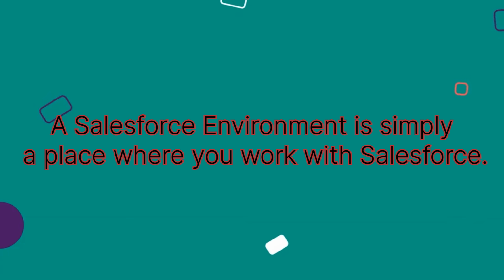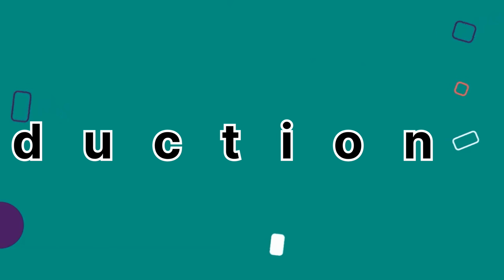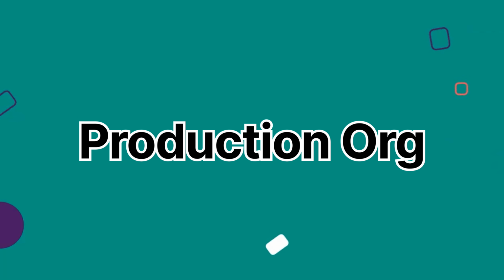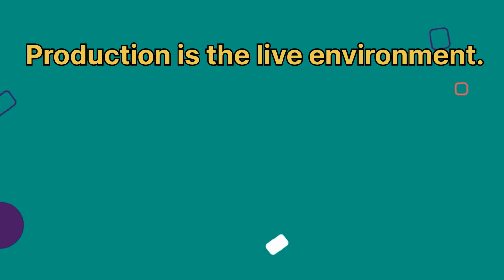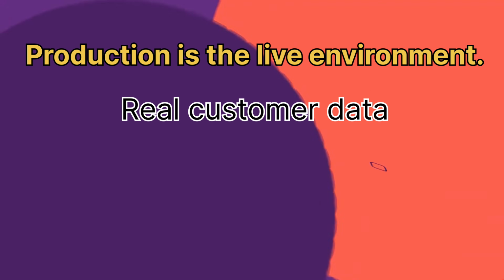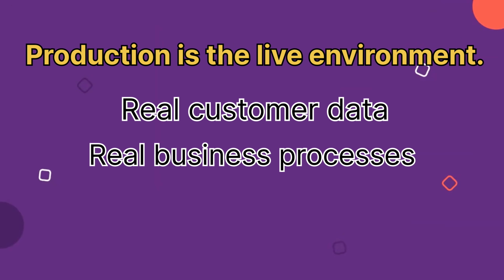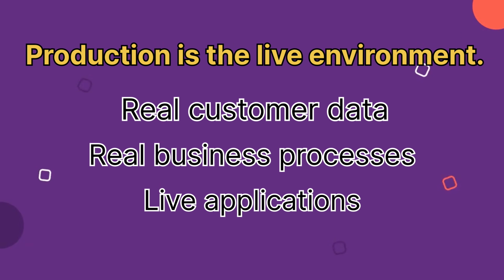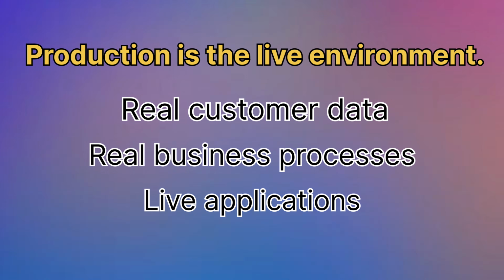That's why there are three most common environments available. First, production org. So what is production org? Production is the live environment. This is where business users actually work every day. It contains real customer data, real business processes, and live applications. Since it is a live system, developers should avoid testing directly in the production environment.